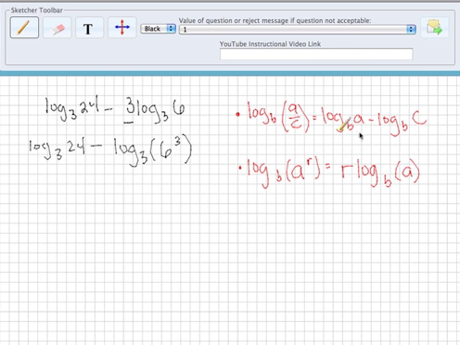Now we're going to go ahead and simplify further using the other rule. It looks like I have two logarithms that have the same base and I'm subtracting. So I'm going to combine those into one logarithm as log base 3 of the first one divided by the second one. So this will be 24 over 6 to the third. I'm going to go ahead and simplify the argument of this logarithm. So it simplifies to log base 3 of 1/9.